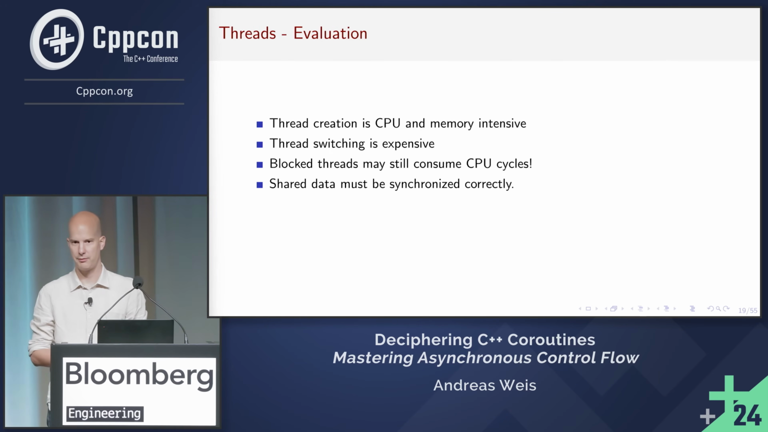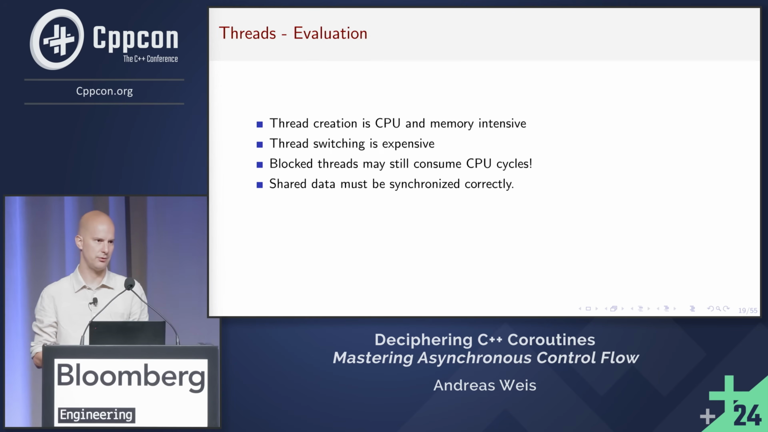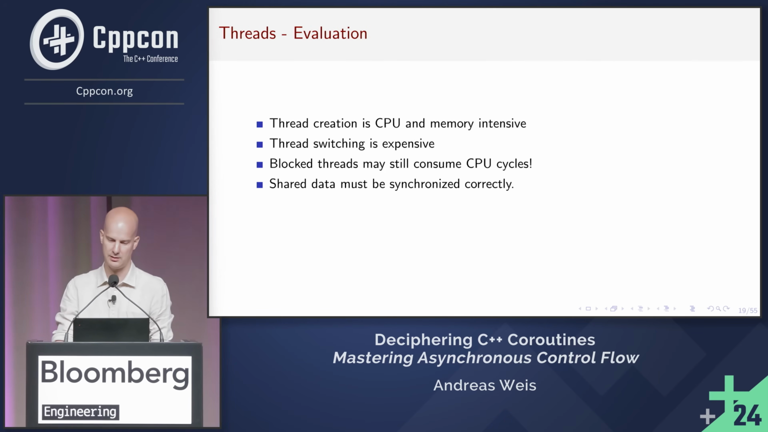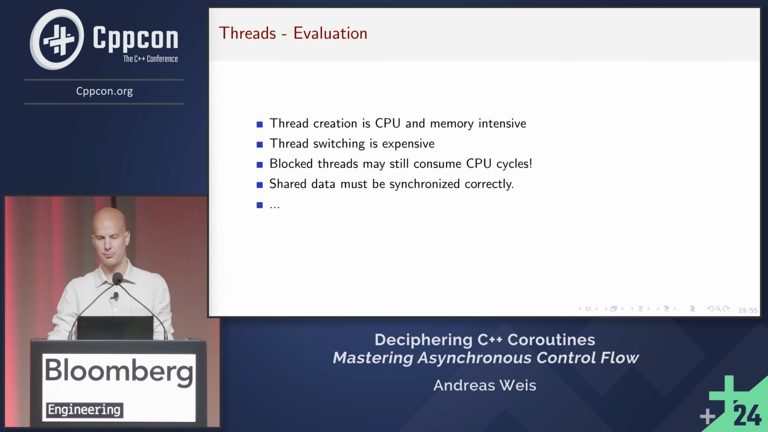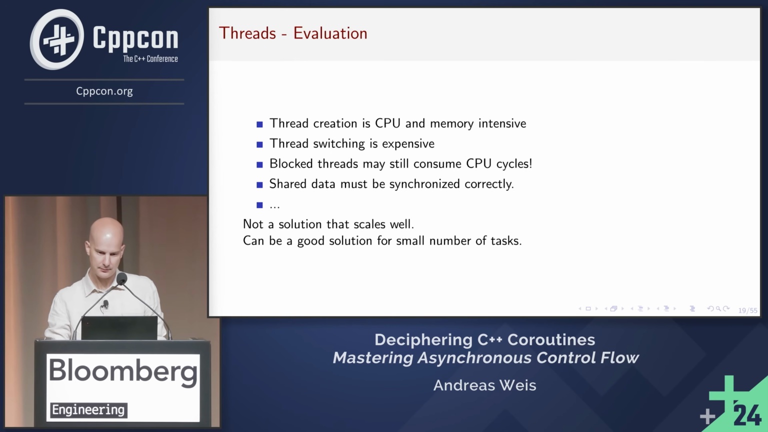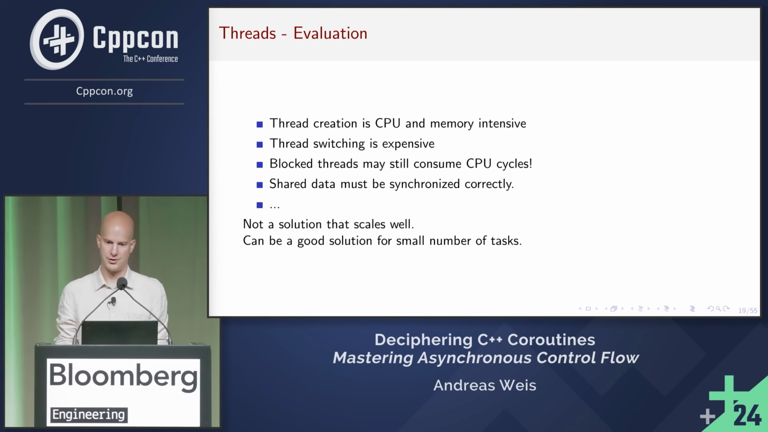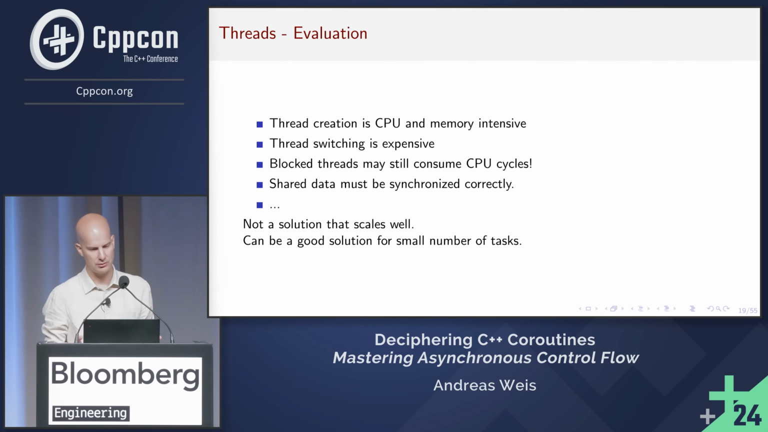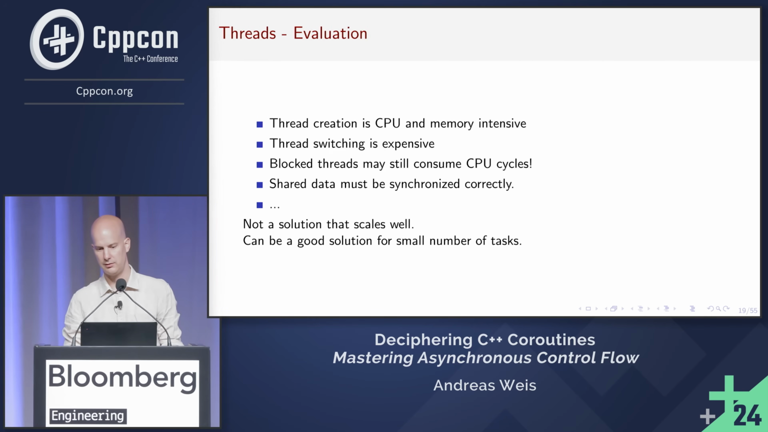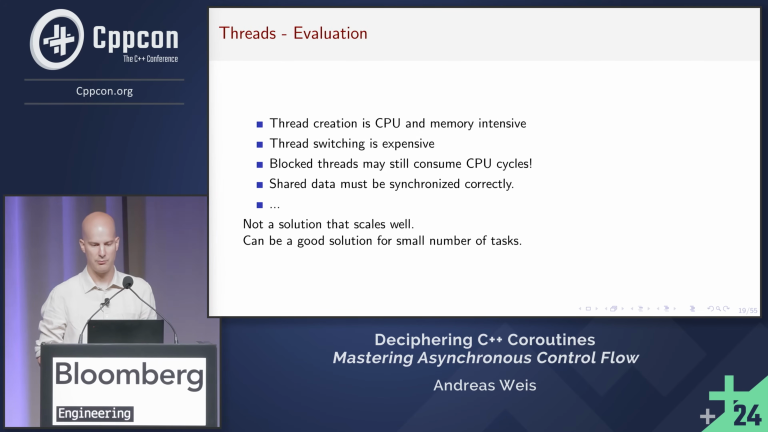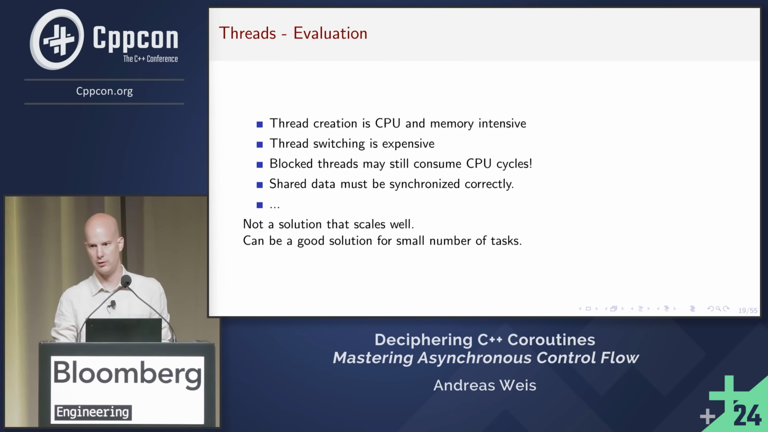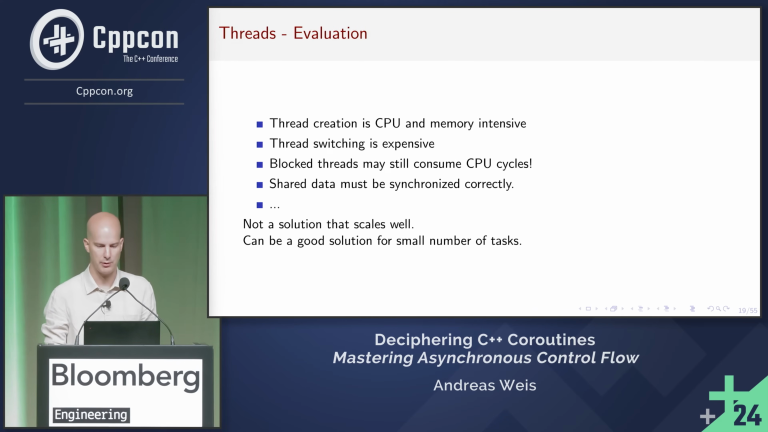Also, a big problem with threading, of course, is that you now need to make sure that all access to shared data is synchronized correctly, which is a big can of worms. And there are probably many other problems. So this is not a solution that scales well. If you only have a small number of tasks, you can probably use this quite well. But if you need to handle tens of thousands of connections, then this will probably overload your system in unreasonable ways.